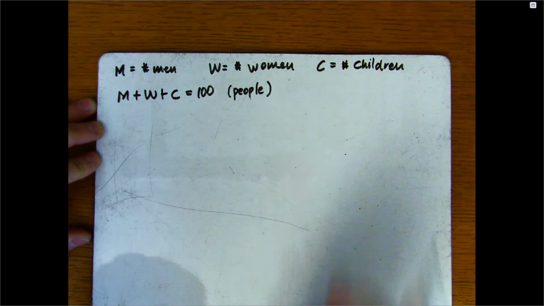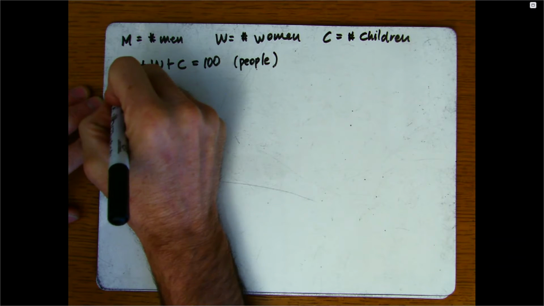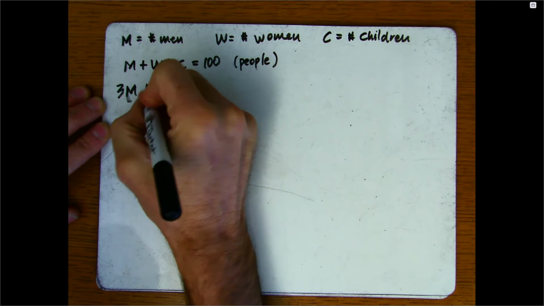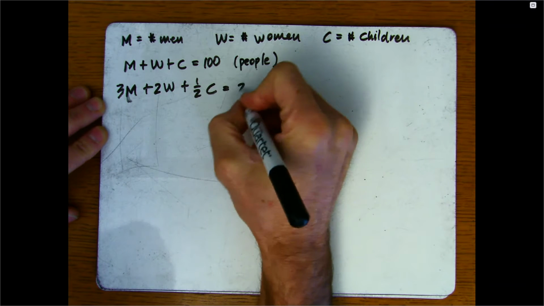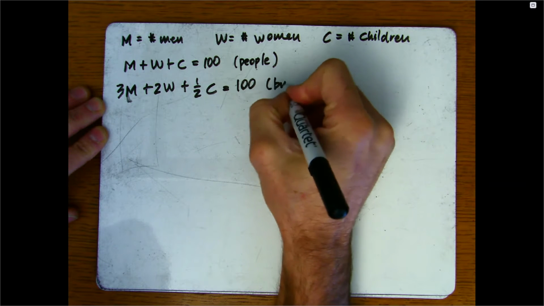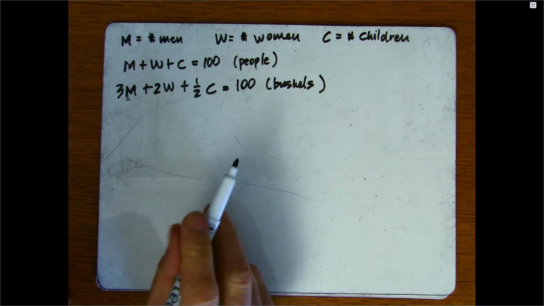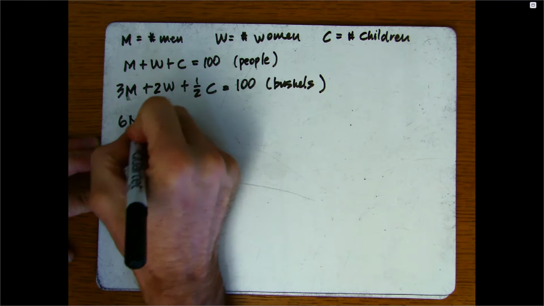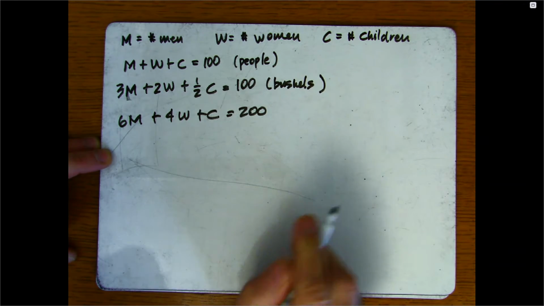There's 100 people. We also know that we could count the bushels too, right? 3 times the number of men plus 2 times the number of women plus 1/2 times the number of children has to be equal to 100 bushels. Just to get our coefficients all in integers, let's multiply this second equation by 2, so we get 6m plus 4w plus c is equal to 200. Again, that would be bushels.